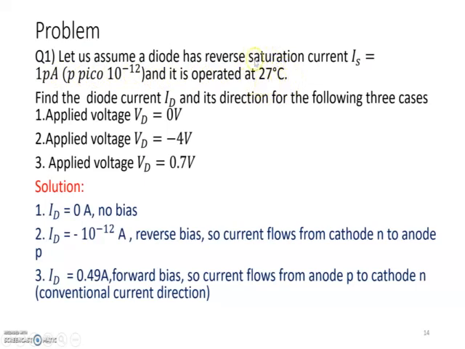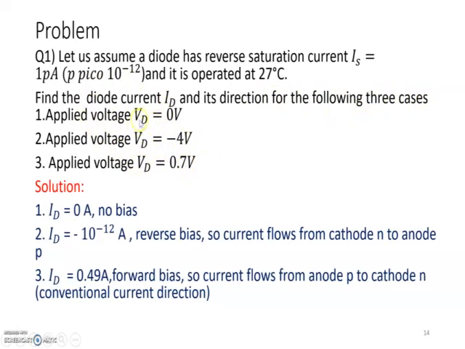At room temperature, what is the thermal voltage? Vt is KT by Q. K is the Boltzmann constant, T is the temperature, so 27 plus 273, 300, divided by Q, the magnitude of the charge. On solving, we can straight away use Vt as 26 millivolt because it is at room temperature. So the question is, find the diode current and the direction for the following three cases. First, applied voltage is 0, then applied voltage is negative, then applied voltage is 0.7 volt.